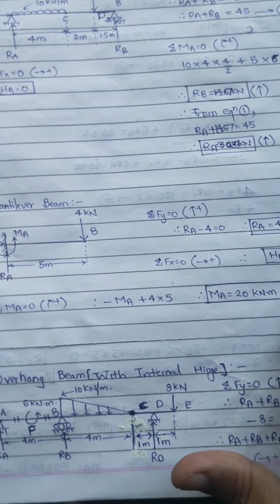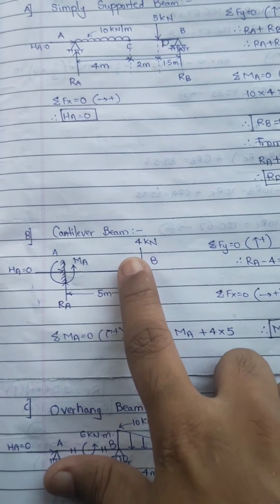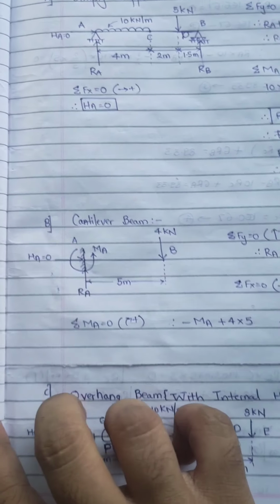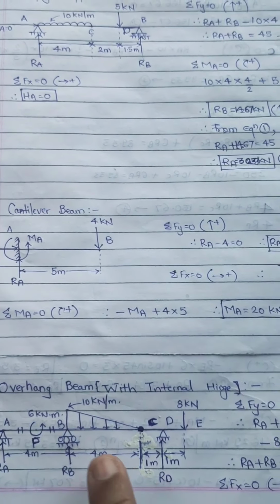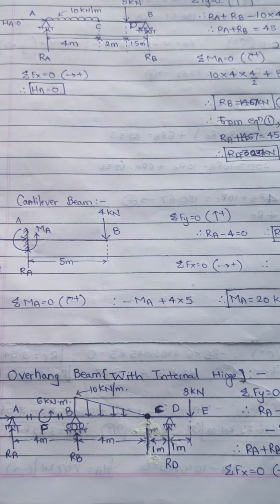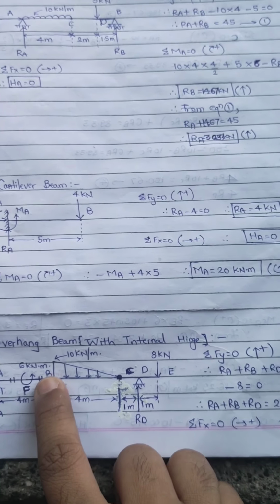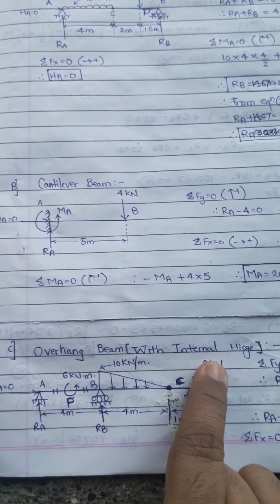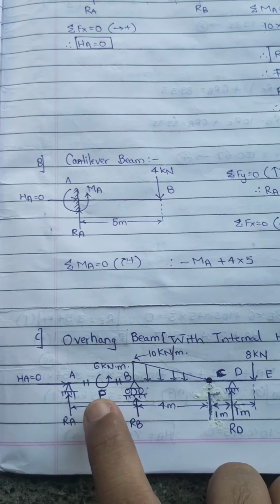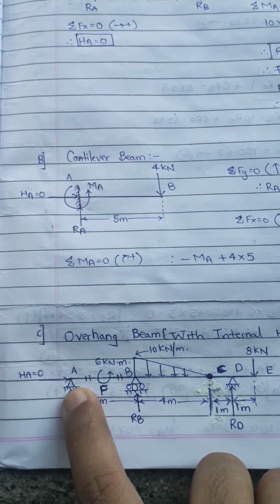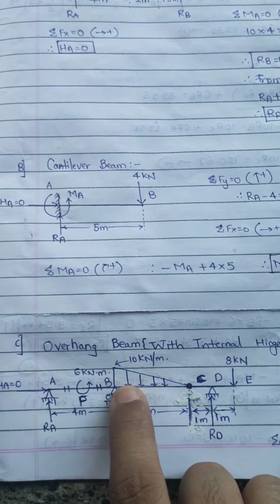Now this is all about finding cantilever beam support reactions. Now the third part is to find the support reactions of an overhang beam. To find the support reactions of an overhang beam with an internal hinge, this is my overhang beam wherein I have a hinge support at A and a roller support at B.